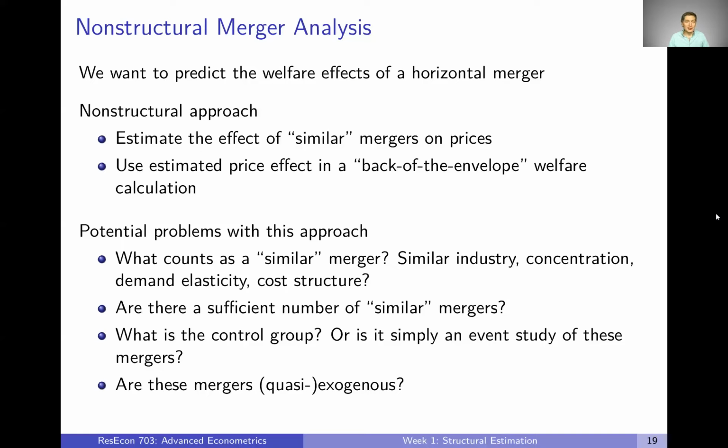There's also the question of what the control group is. Are you going to compare the results of a merger in this industry to the results without a merger in another industry? Are you just going to use an event study of these mergers? And then maybe even the biggest question here is, are these mergers even exogenous or quasi-exogenous? And if they're not, then we're once again estimating interesting correlations, but not necessarily causal effects. That might not even hold if a similar merger happened in the same industry at a different point in time, for example.